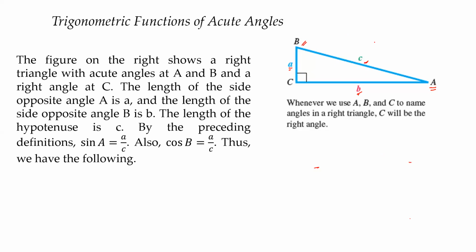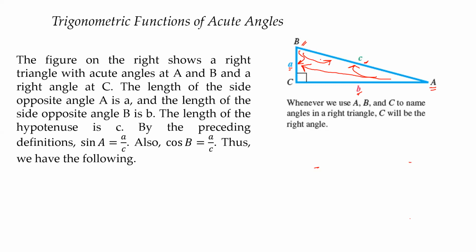By the preceding definitions, sine A is opposite over hypotenuse for A, while for our B, if we want to pair it with A over C, the cosine of B, cosine is adjacent over hypotenuse. The adjacent of B is a, and the hypotenuse is c. So cosine B is equal to a over c.